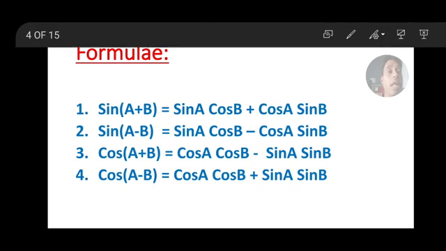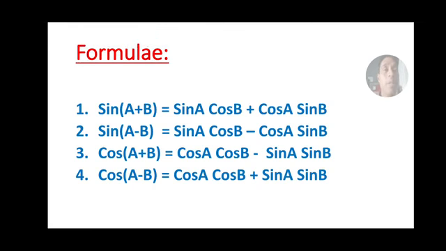So the first formula: sine of a plus b equal to sine a cos b plus cos a sine b. And the second formula: sine of a minus b equal to sine a cos b minus cos a sine b.